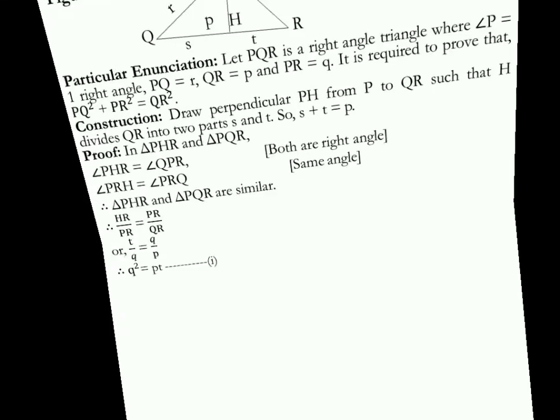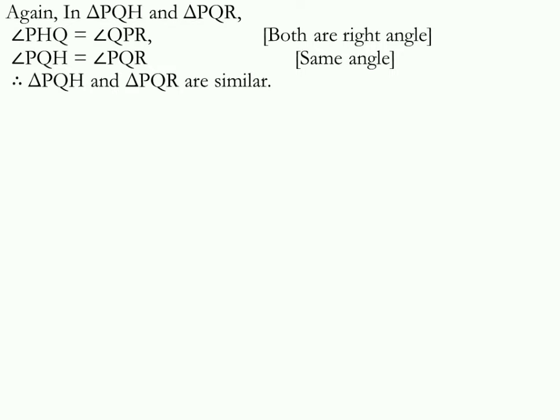Then in triangles PQH and PQR, similarly to the previous concept, angle PHQ equals angle QPR, both are right angles. PQH and PQR share the same angle, so both triangles are similar again. By the same concept, we can say that the ratios of corresponding sides of two similar triangles should be the same.